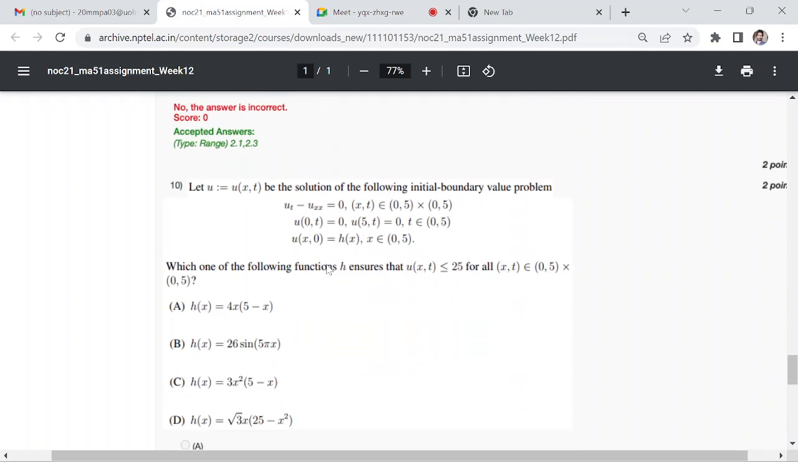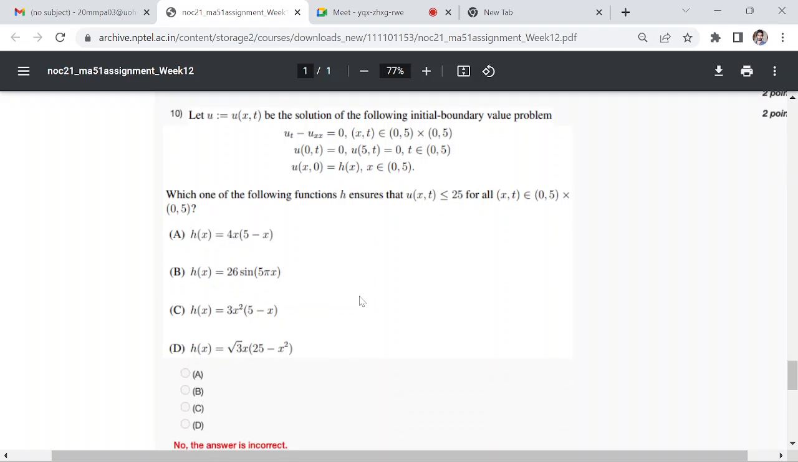Let me show you the question. It is given that u satisfies the heat equation u t minus u x x equal to 0, with u of 0 comma t equal to 0 and u of 5 comma t equal to 0. That is, on the boundary u is 0. Initially u is h of x. Which one of the following functions h ensures that u of x comma t is less than or equal to 25 for all x and t in 0 to 5 cross 0 to 5?